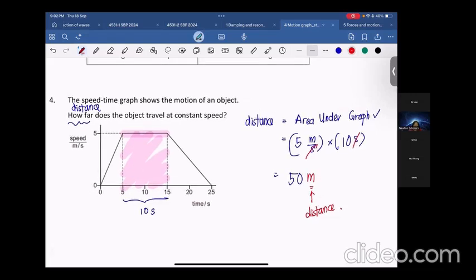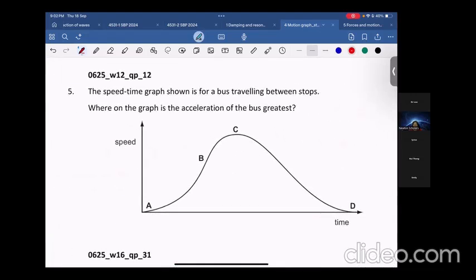Okay dear, we go to the next page, page 10. A speed time graph is shown for a bus traveling between stops. It travels, and after that it stops. Where on the graph is the acceleration of the bus greatest? This is a bit tricky, so can you try? Xuan already got the answer. Xuan correct? Not bad. But how about others? Which section has the greatest acceleration?